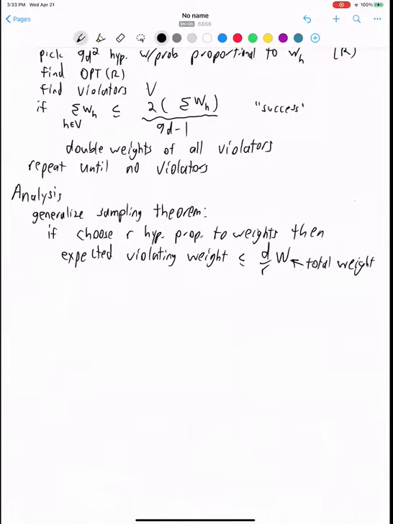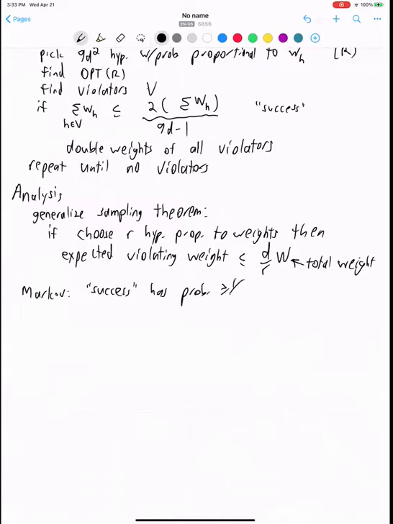This is why I put a factor of 2 in our definition of success. Just like in the original sampling algorithm, we now have that success has probability at least 1/2.